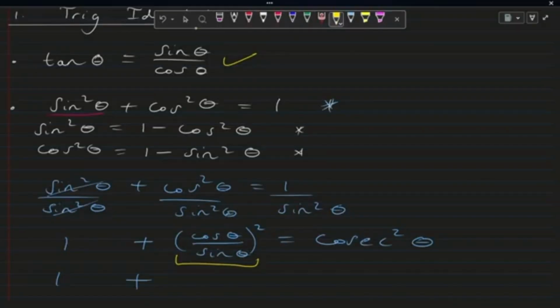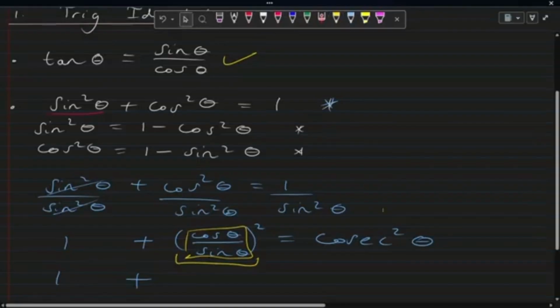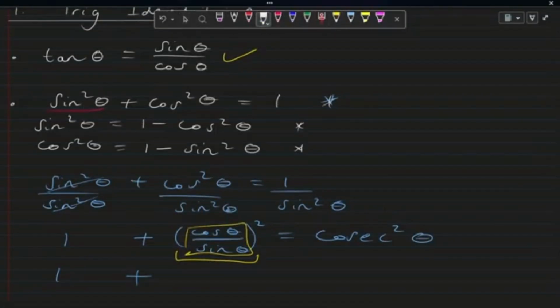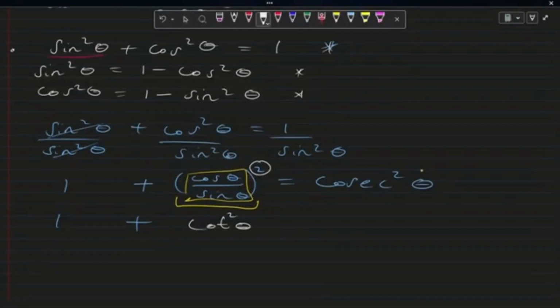But here it's not sine theta over cos theta. What we see is that we have flipped it. It is cos theta over sine theta. So basically this is the reciprocal of tan theta. Whatever we have here is simply the reciprocal of tan theta, and we know that the reciprocal of tan theta is what? It is cot theta. So the part inside the bracket will be cot theta, and then squared, the square that was outside the bracket.